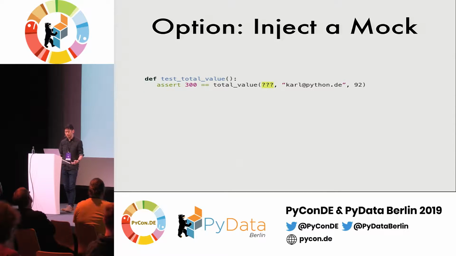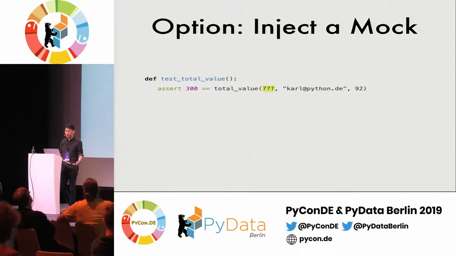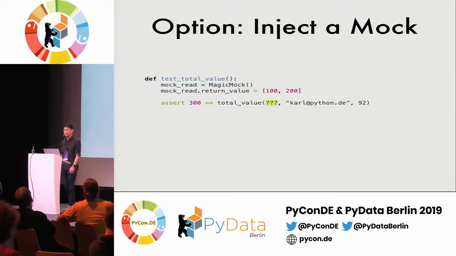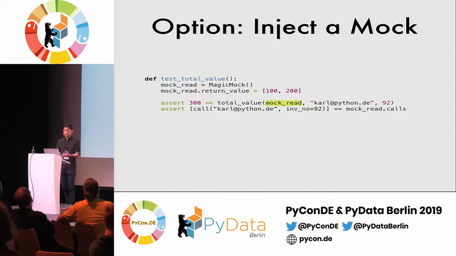When it comes to the test, we've now got to provide the mock. So we have to construct it explicitly ourselves, still set up the stub, and then the rest of the test looks mostly the same, except you're injecting this mock.